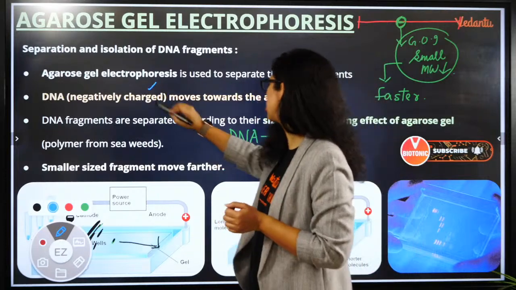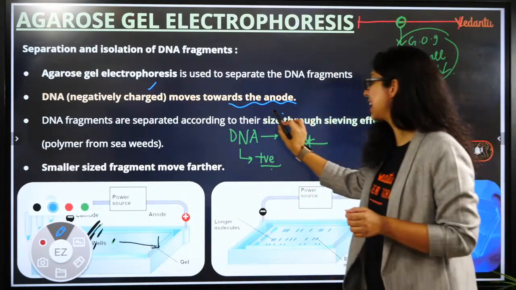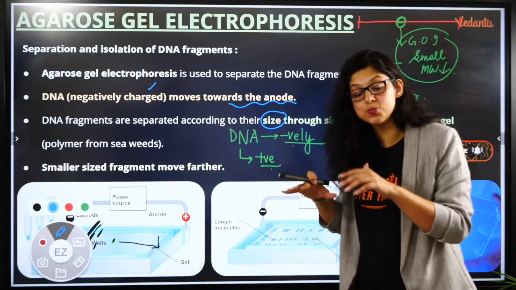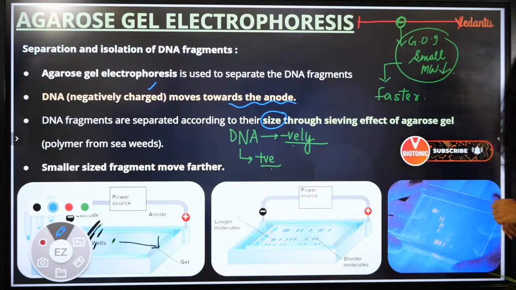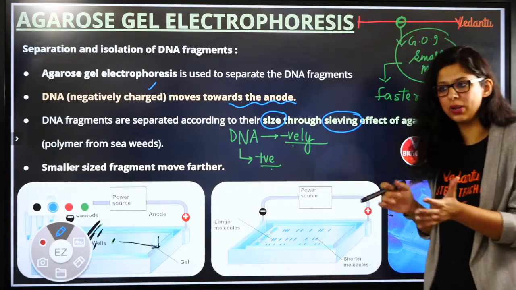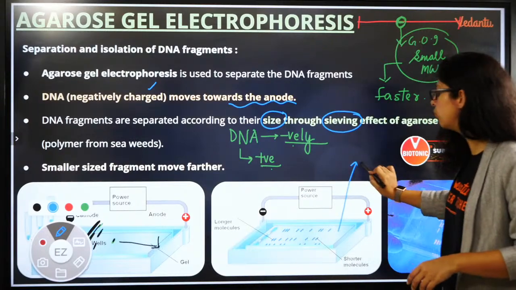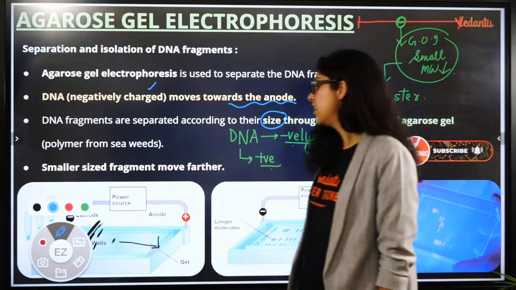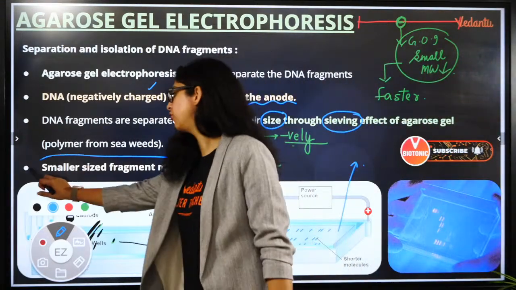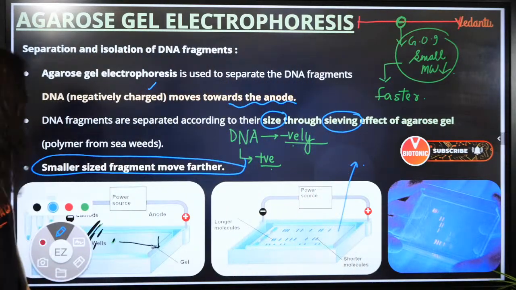DNA आपका negatively charged होता है, anode की तरफ move करता है. DNA fragments को हम size के basis पे separate करते हैं because the smaller the size, the lower will be the molecular weight. You can write that down. Right? Sieving means we can kind of छान सकते हैं. We can separate them with the help of size. ये base का जो polymer है, where they move according to size, is made from sieves. Smaller sized fragments have lower molecular weight and they will move much faster.